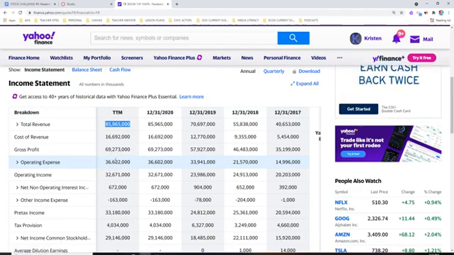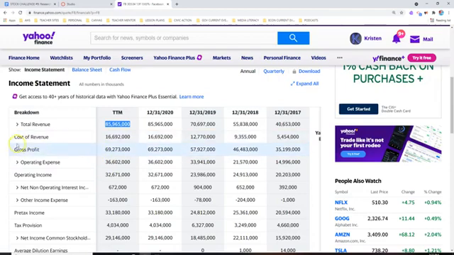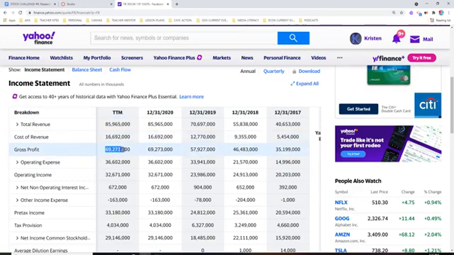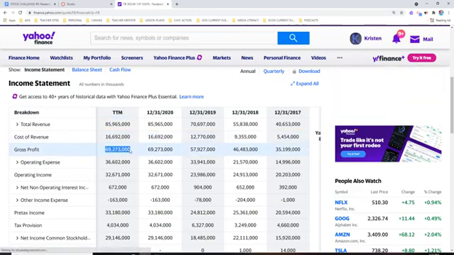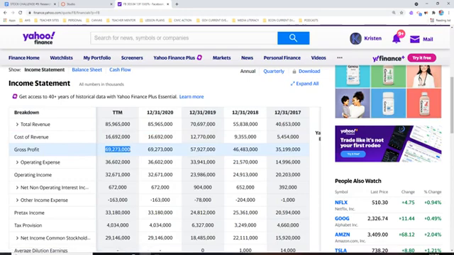I ask you to locate the gross profit. So what is their gross profit? That's total revenue minus total cost is the gross profit. And for Facebook, that was $69.2 billion in profit. That's an incredible amount of money.